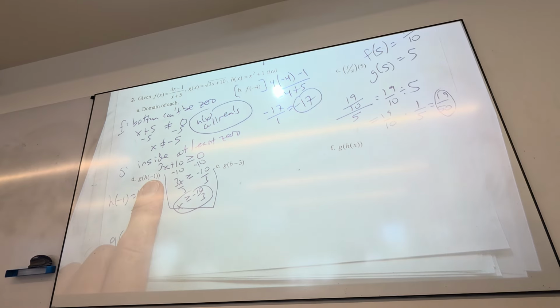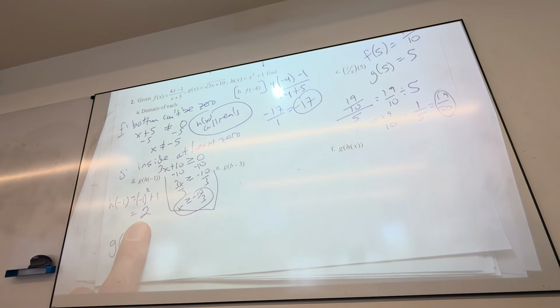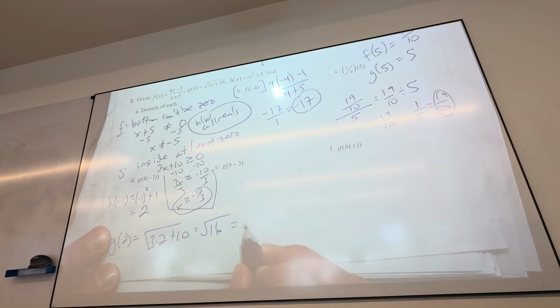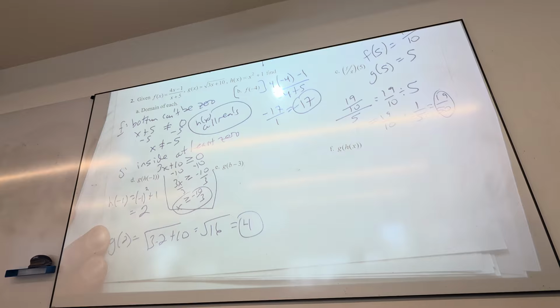So I wanted g of h of -1. h of -1 is 2. So now I'll replace h of -1 with what it is. And what's g of 2? That's the square root of 3 times 2 plus 10. 6 plus 10 is 16. The square root of 16 is 4. Sweet.